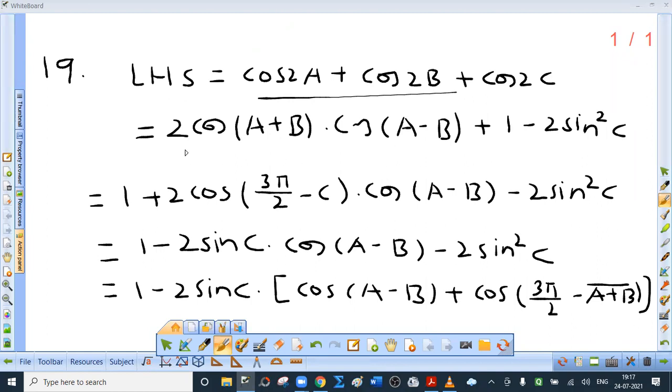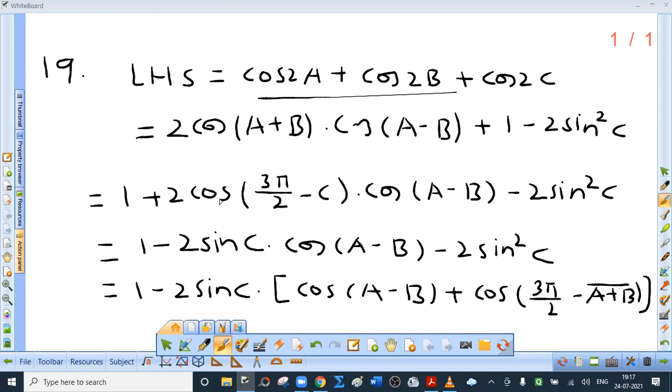This is the reason. So this is 1 plus, second step, 2 cos of A plus B into cos of A minus B for the first two terms. And what is cos 2C? 1 minus 2 sin square C. Next step, 1 I have written in the beginning. Now, what is A plus B plus C? It is given to be 3 pi by 2. So what is A plus B? 3 pi by 2 minus C.